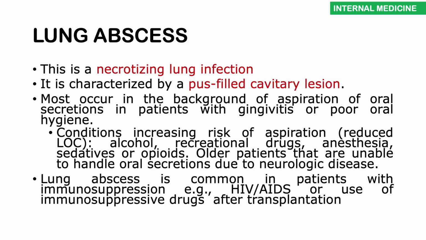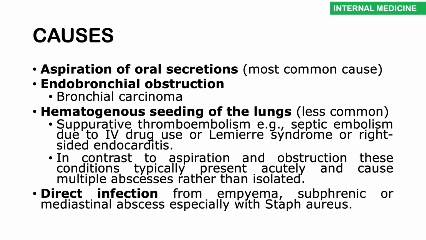Remember that lung abscesses are very common in individuals that are immunosuppressed, so those with HIV and AIDS, those that are taking immunosuppressive drugs after an organ transplant. So some causes, like I said, most important and most common cause is aspiration of oral secretions. You could have some endobronchial obstruction like a bronchial carcinoma. You could have some hematogenous seeding. Often this one tends to result in multiple abscesses in the lung. So it could be suppurative thromboembolism, septic embolism, due to IV drug use or Lemierre's syndrome, or it could be a right-sided endocarditis. So like I said, these ones are going to be presenting generally with multiple abscesses rather than an isolated one.